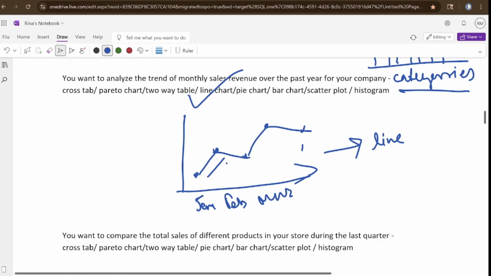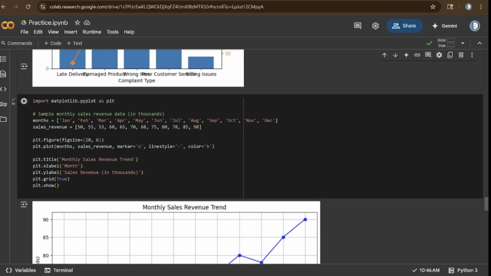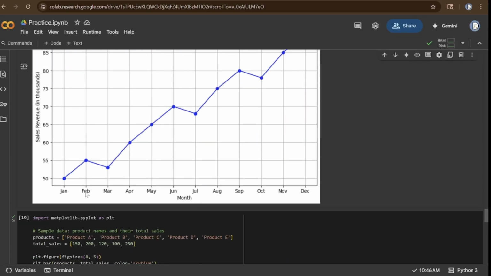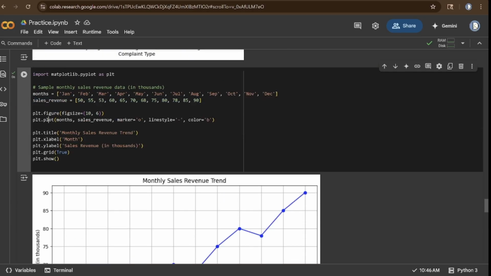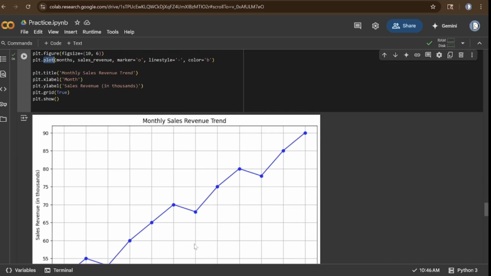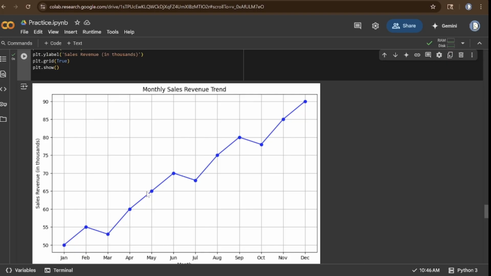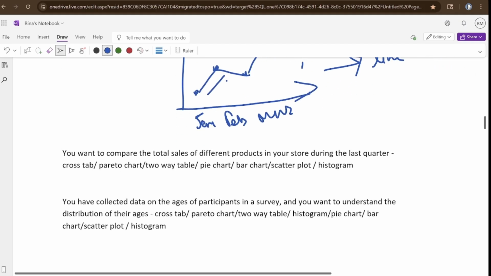Fine. Let me just show you one example. See here, different months and different sales revenue. If you plot the line chart, for that you just have to write PLOT. PLOT means that it will be plotted as a line. Every point will be connected by a straight line. So you can understand what is the monthly sales revenue trend. Clear? Now let's do the next one.